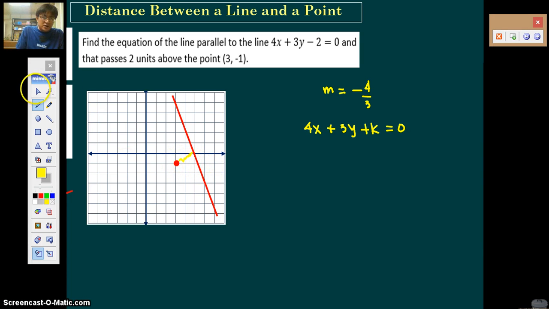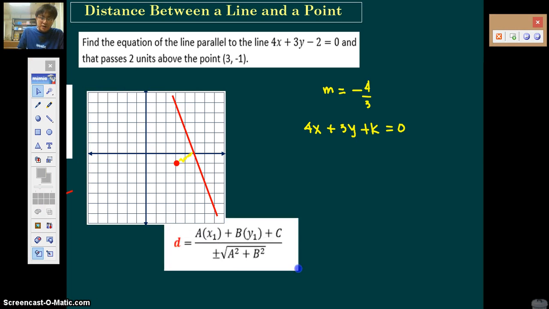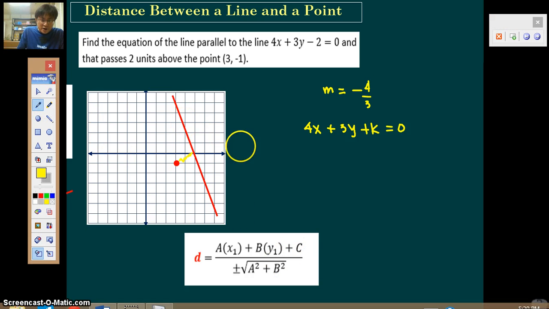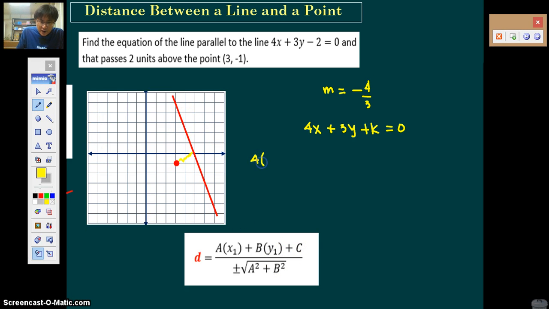Now we set up the formula for the distance between a line and a point: ax1 plus by1 plus c. So we have here 4 times x1, where x1 is the given x-coordinate of the point, so it's 3, plus 3 times y1, which is -1, plus k, all over plus or minus the square root of a squared plus b squared. A is 4 and b is 3. Therefore, the square root of a squared plus b squared is the square root of 4 squared plus 3 squared, that will be the square root of 25, or 5.